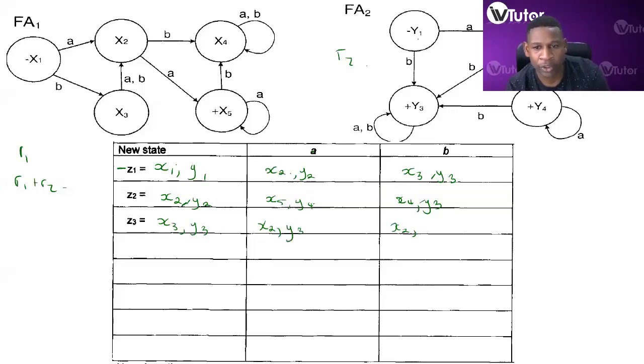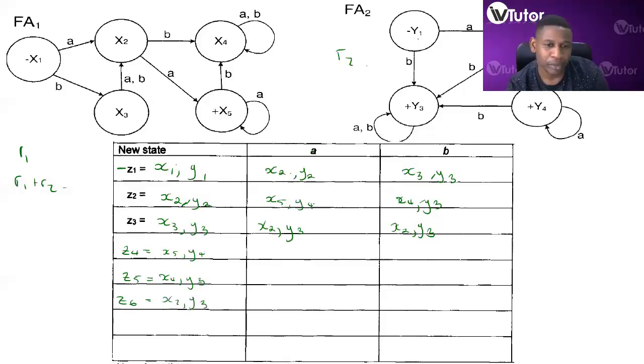If you're in y3 and you read an A, you stay there. Right, so after doing this, we will see that x5, y4 is uncharted territory, so z4 becomes x5, y4. Then z5 becomes x4, y3, which we do not have. z6 becomes, do we have x2, y3? We do not have it, so it becomes x2, y3.